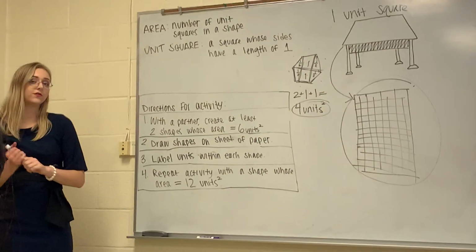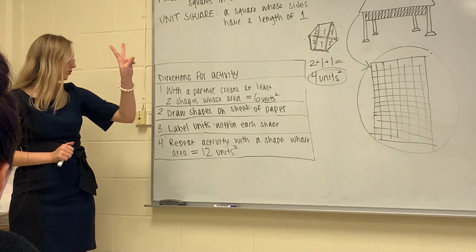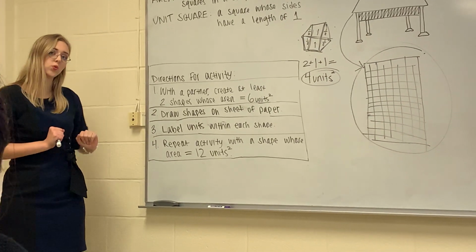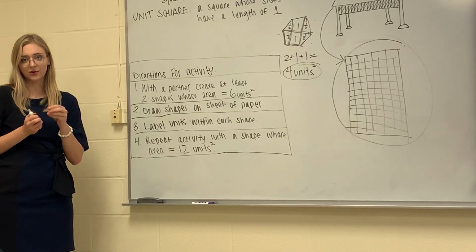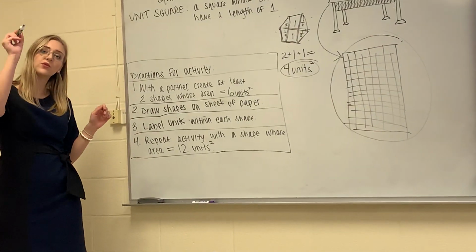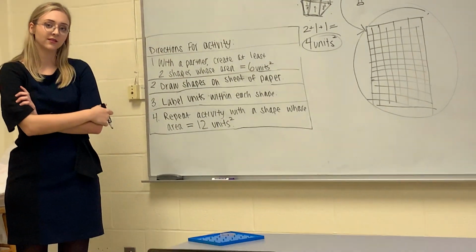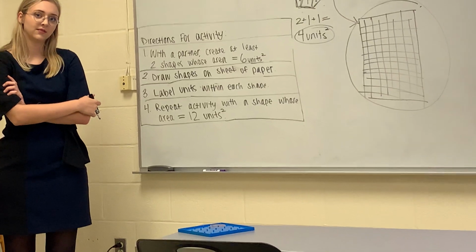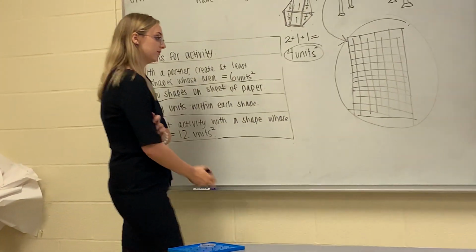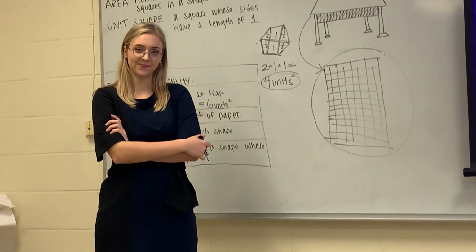And then when you finish with 6, I want you to repeat that activity with 2 shapes whose area equals 12. Does anyone have any questions? Alrighty, you can get started. Oh, Alexis, you have a question? Yes. Just to make sure, we do 6 units first, and then we do 12 units? Right. 6 units squared. Alrighty, thank you.